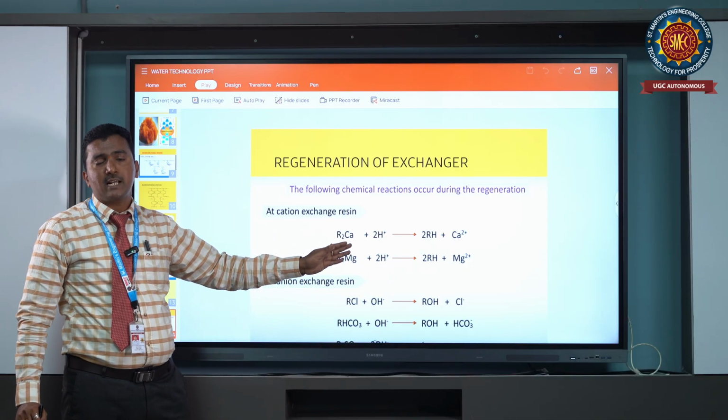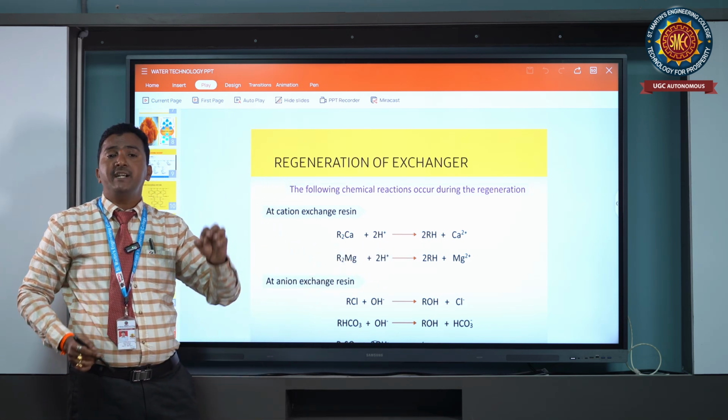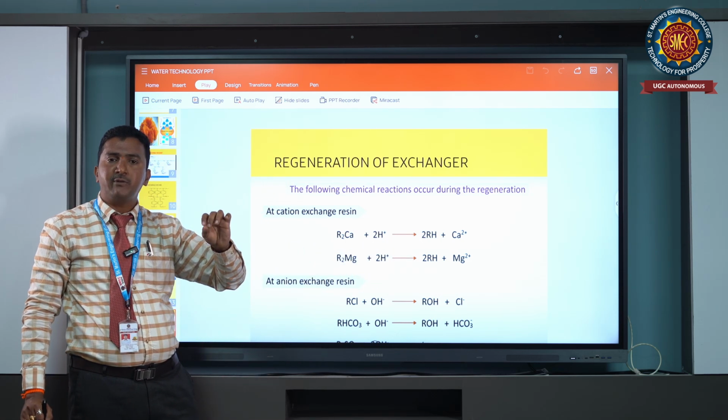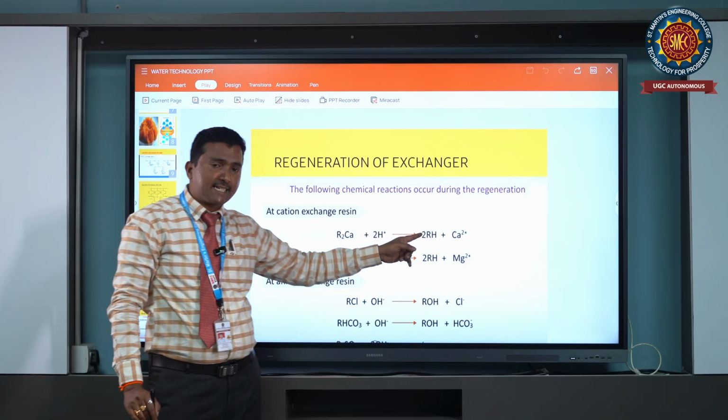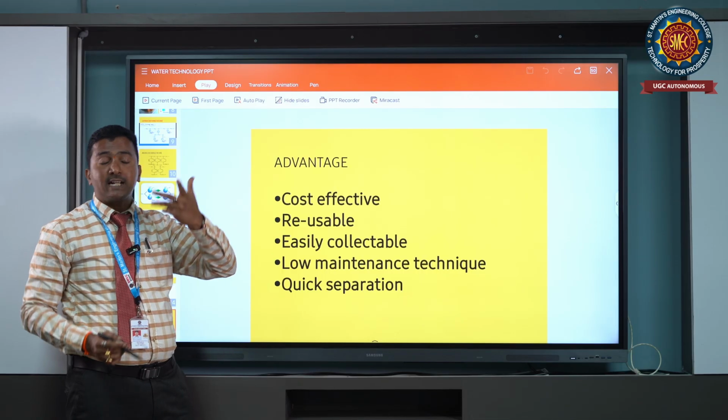Again, these are washed out. Finally, you have to get activated reagents. So what are the activated reagents? They are cation exchange reagents and anion exchange reagents. These are the activated reagents.